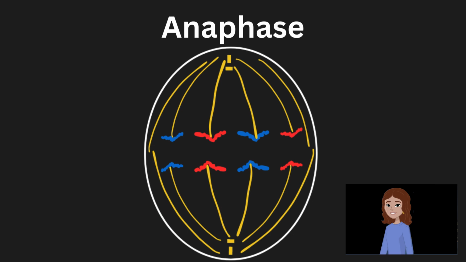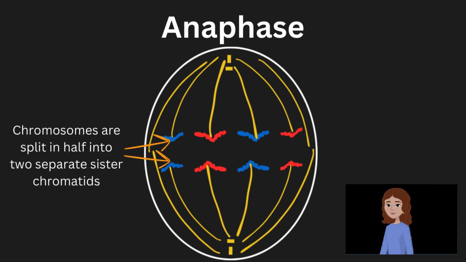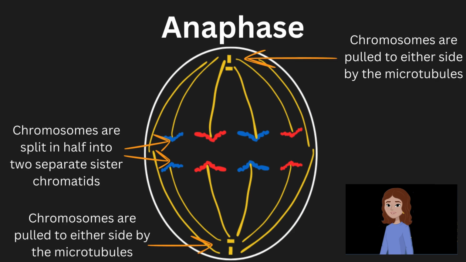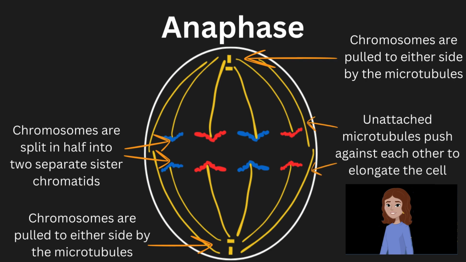This brings us to the next phase called anaphase. In anaphase, the chromosomes are split in half into two sister chromatids and pulled to either side of the poles by the attached microtubules. Now, as you can see, there are a few microtubules on either side that are not attached to chromosomes. These push against each other, distancing the poles and elongating the cell.